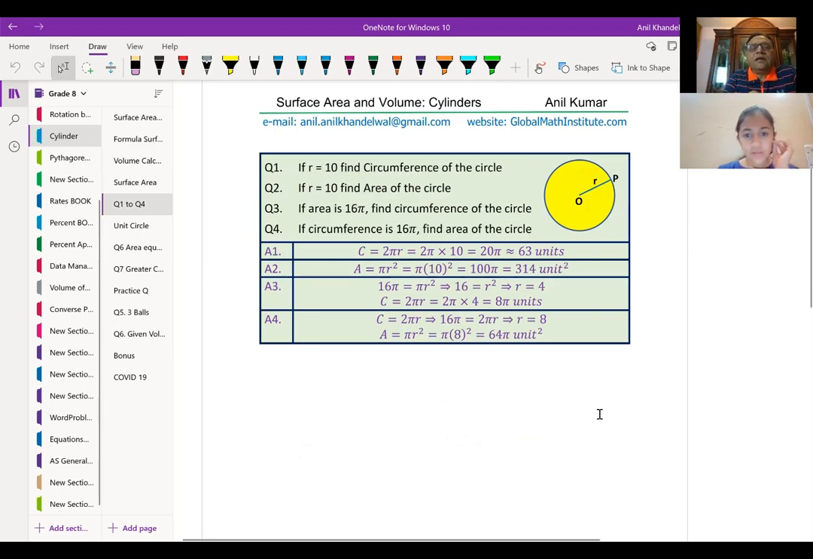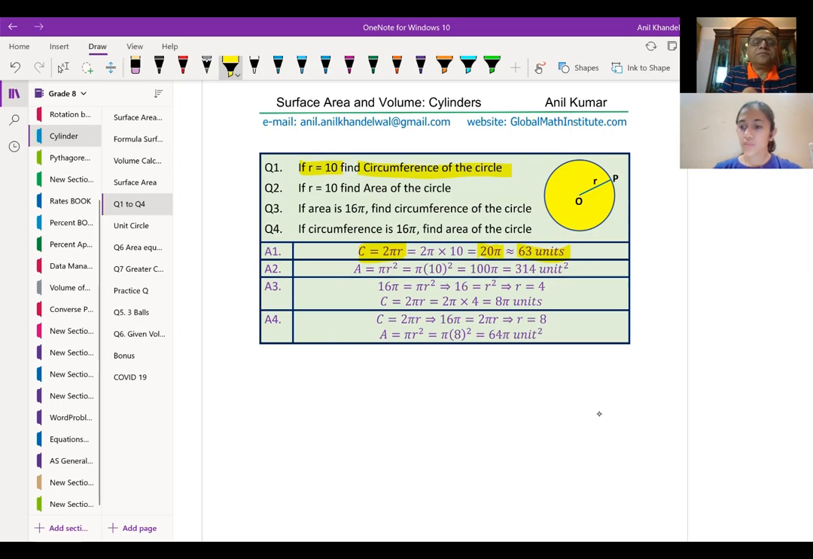Can you tell me, if radius is 10, find the circumference of the circle. What is the circumference of the circle if radius is 10? Circumference is 2 pi r, correct? Just calculate. Plug in 10, right? 2 pi into 10 is 20 pi, and with 3.14 that gives you approximately 63.